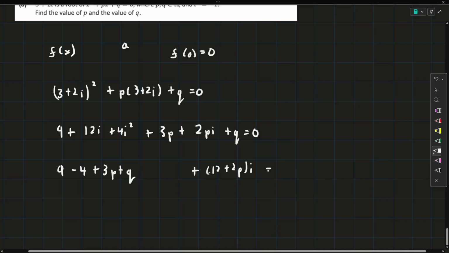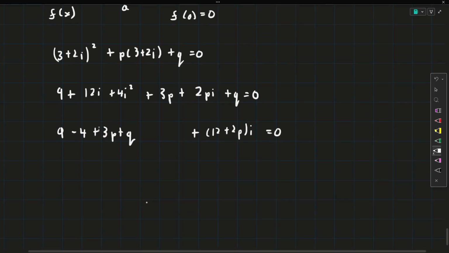The way I've rearranged this is we have all our real numbers over here and our imaginary numbers over here. Since the whole thing is equal to 0, the real part must be 0 and the imaginary part must be 0 in order for the whole thing to be equal to 0. So 9 minus 4, well, that's 5. So this part's equal to 0. So what we can say is 5 plus 3p plus q is equal to 0.